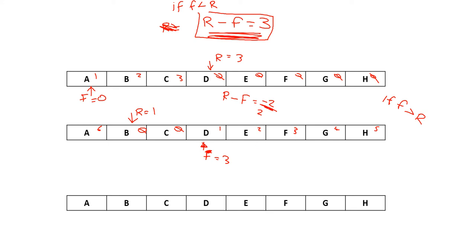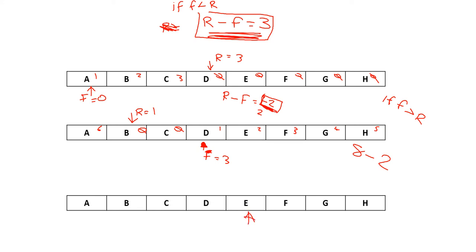Well, it will be the size of the array minus R minus F, or plus, if we're keeping it that way, because F will always be greater. Look at this case, so the size of the array is 8 minus the 2 that we get from the subtraction of F and R. Does it work? Well, let's do another case here.